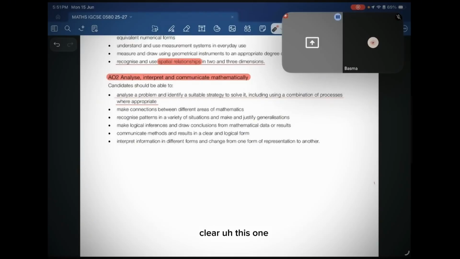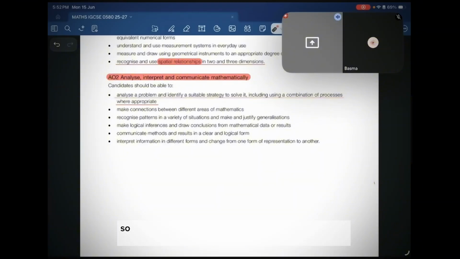Clear, Bisma? Including a combination of processes where appropriate. It also says a combination of processes where appropriate. So sometimes it will be the case that you might have to calculate the gradient, then you might have to calculate some other gradient, then you get to the answer or something of that sort. Other times you might have to take the derivative, then find the equation, stuff like that.